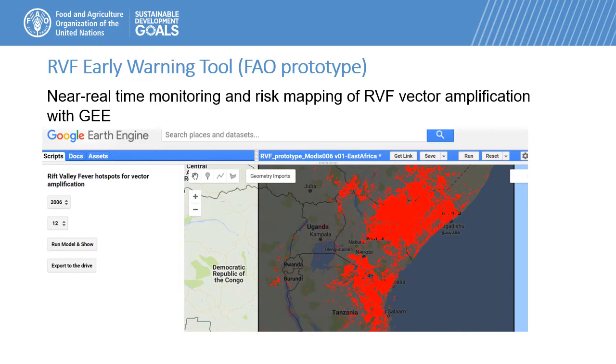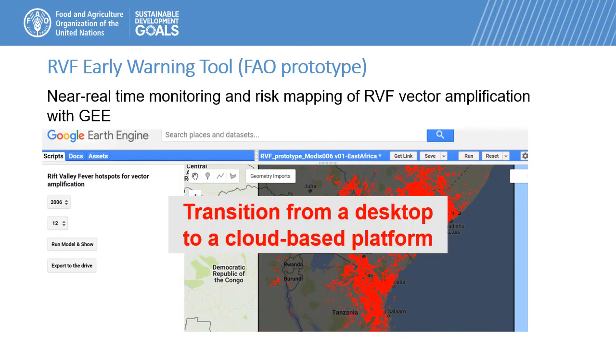So we have developed an early warning tool that at the beginning was a prototype that was able to monitor and produce risk maps in near real time, maps of Rift Valley fever vector proliferation and amplification, using the Google Earth Engine platform. As you can see here on the screen, this is an example of the risk map produced by the prototype.